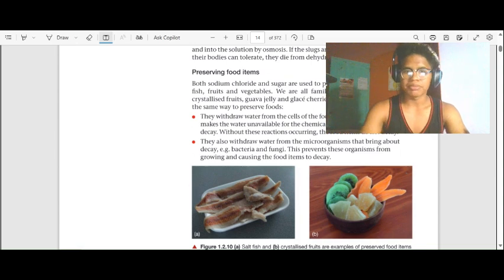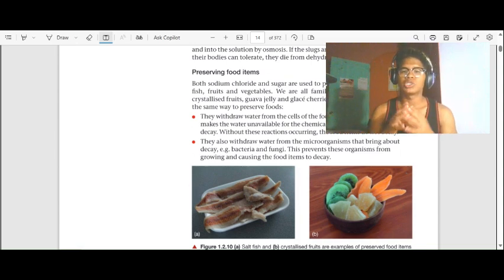Preserving food items. Both sodium chloride and sugar are used to preserve items, for example meat, fish, fruits, and vegetables. We are all familiar with salt fish, salt pork, and crystallized fruits, guava jelly, and glazed cherries. Both salt and sugar work in the same way to preserve foods. They withdraw water from the cells of the food items by osmosis. This makes the water unavailable for the chemical reactions in cells which cause decay. Without these reactions occurring, the food items do not decay.